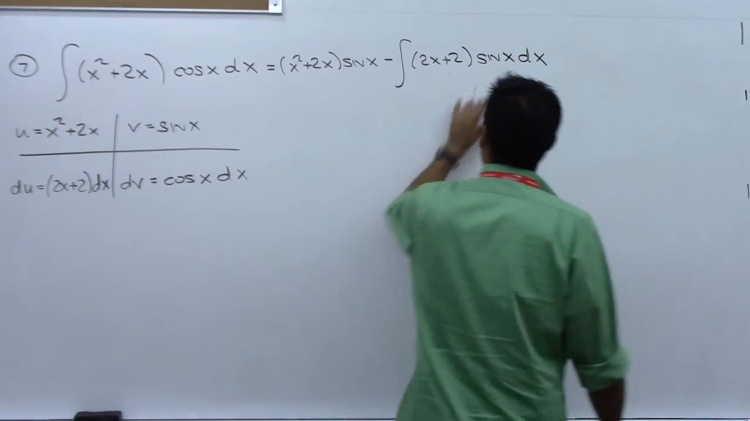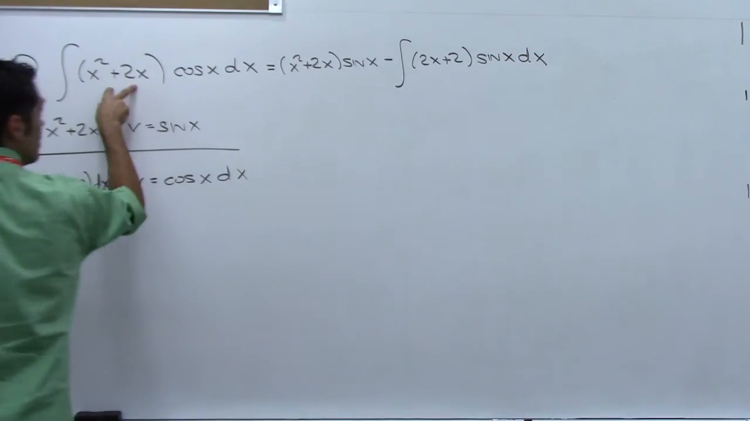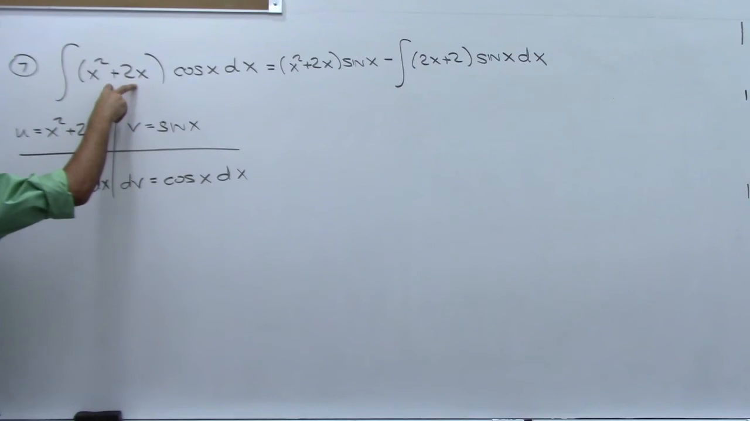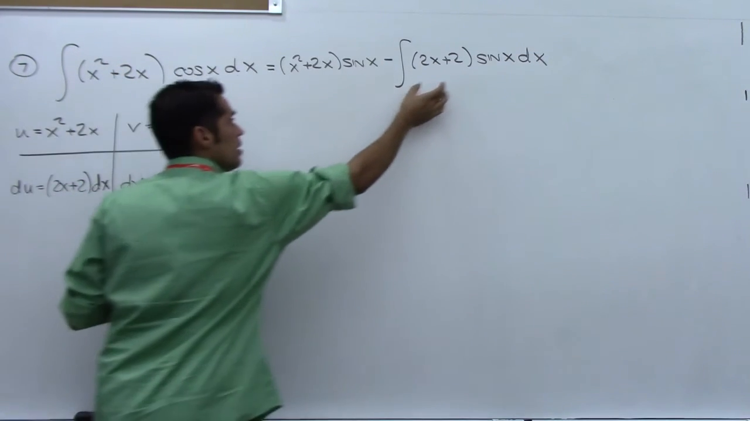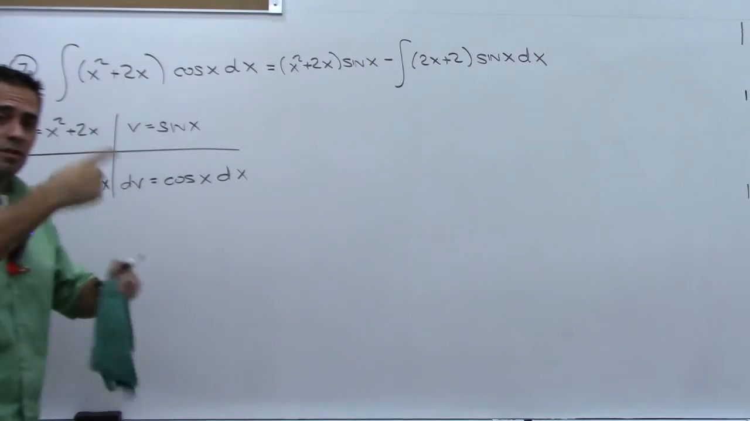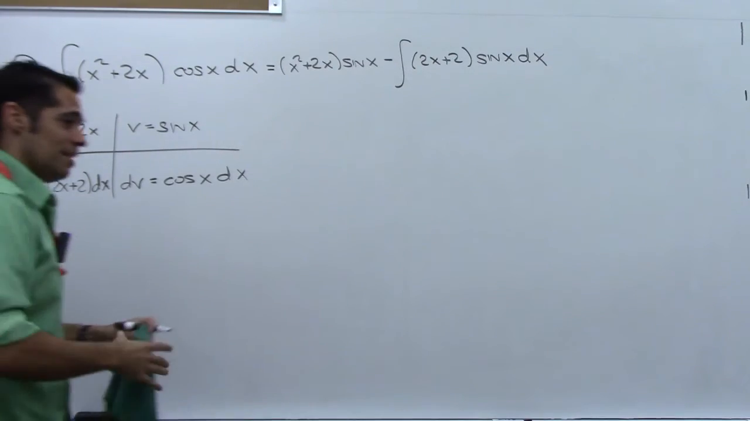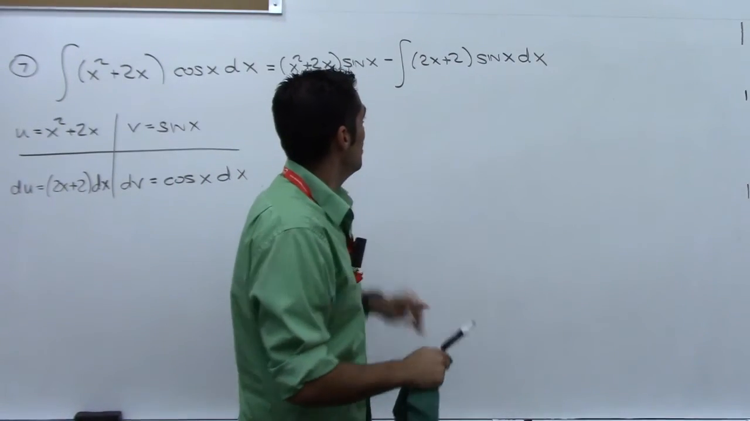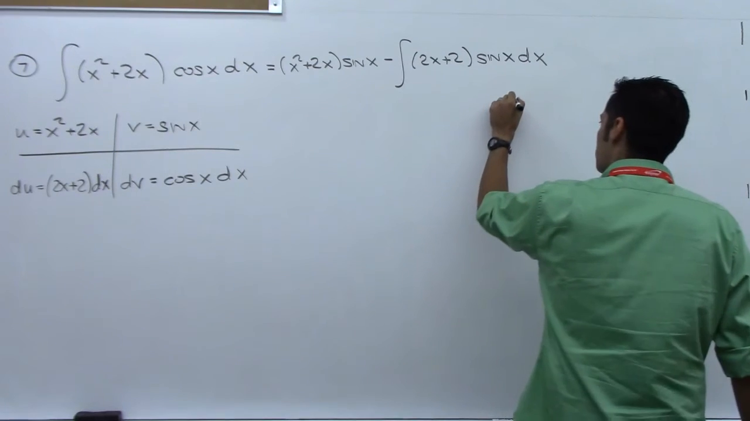So this new integral is not that much better than this one, but notice that the power has come down. So I went from a quadratic expression to a linear expression. And if I do integration by parts one more time, I'm going to take the linear expression down to a number. So I will repeat integration by parts.